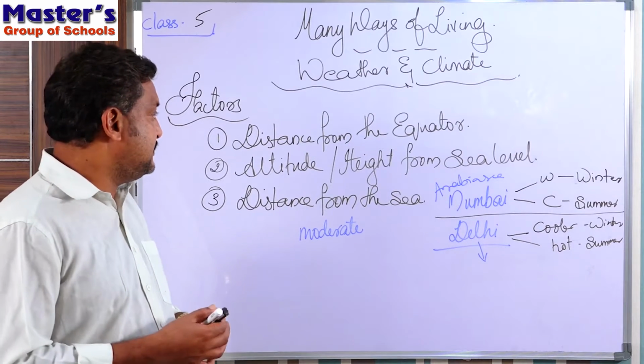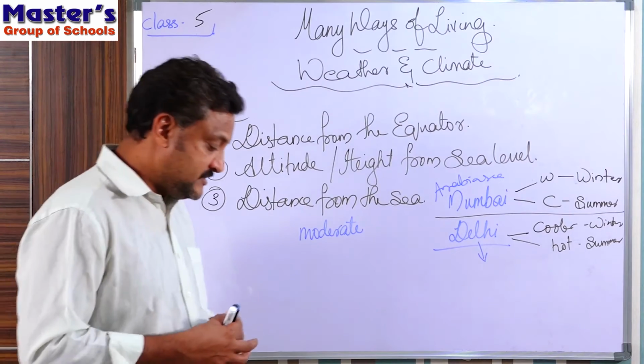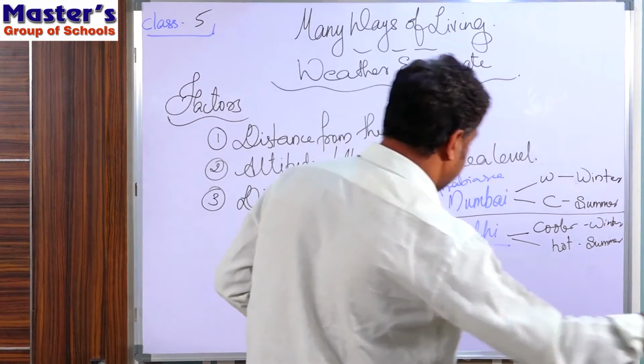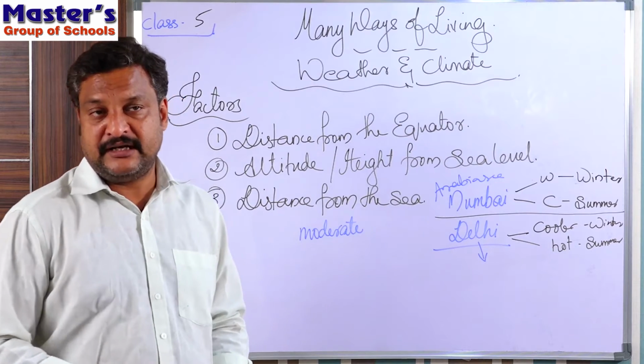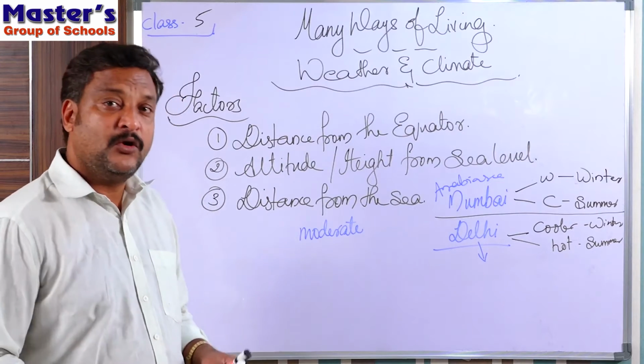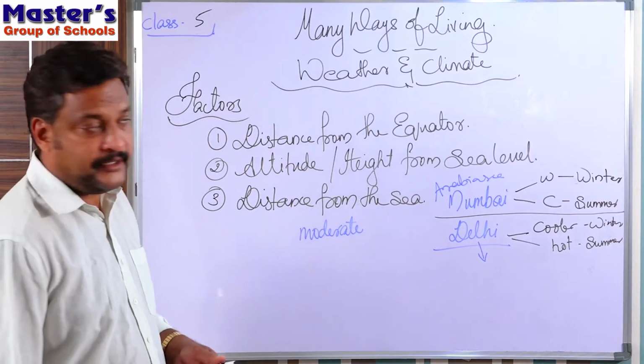There are two kinds of winds. We call them a sea breeze and a land breeze. Now we will check what happens there, and then we will get an idea of why the coastal regions have a moderate climate.